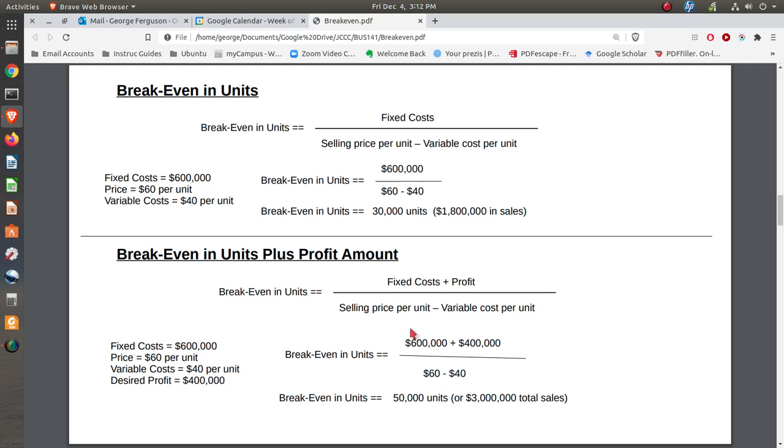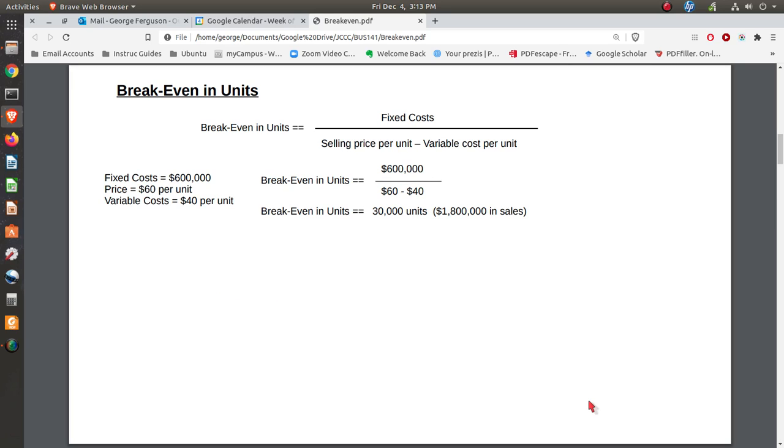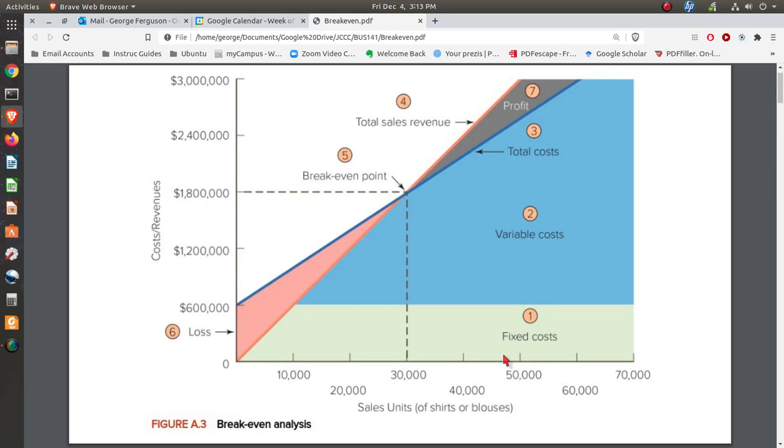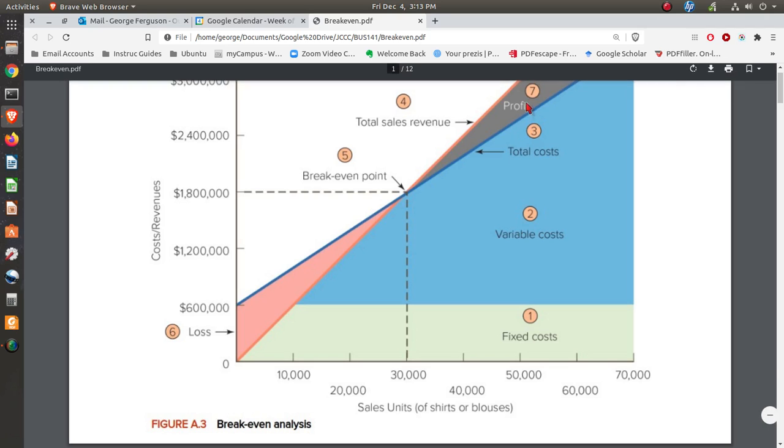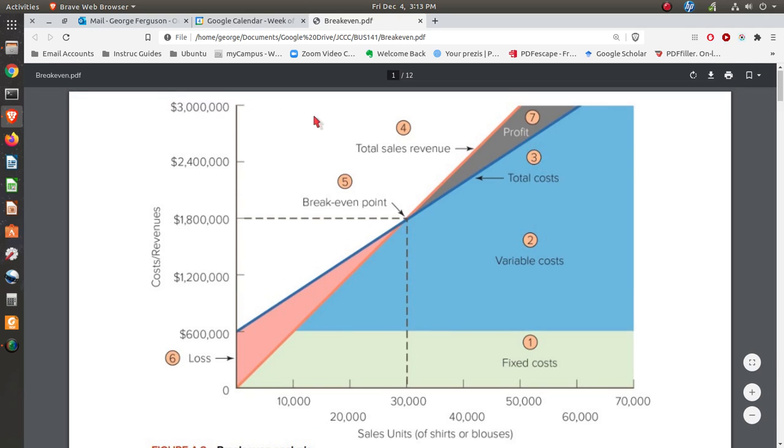So what you get is your $600,000 plus the $400,000, which gives you $1 million. And you divide that by the selling price per unit minus the cost per unit, which is $20. So your $1 million divided by $20 gives you 50,000 units. And if you take that 50,000 times the $60, what you're getting is $3 million in total sales. If you look at the chart, at 50,000 units produced, we're covering our fixed costs, here's our variable costs, and we'll have the profit, and we're looking at $3 million in sales.